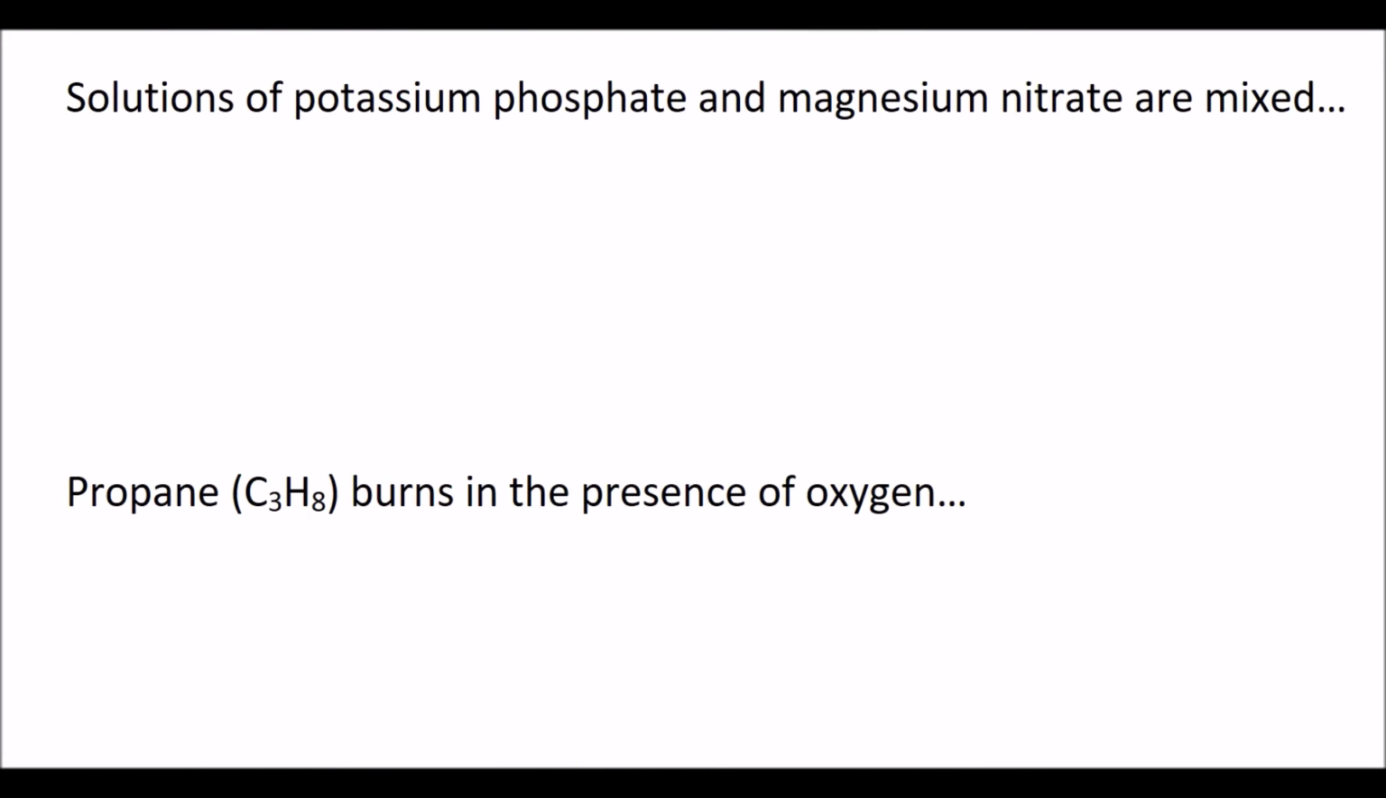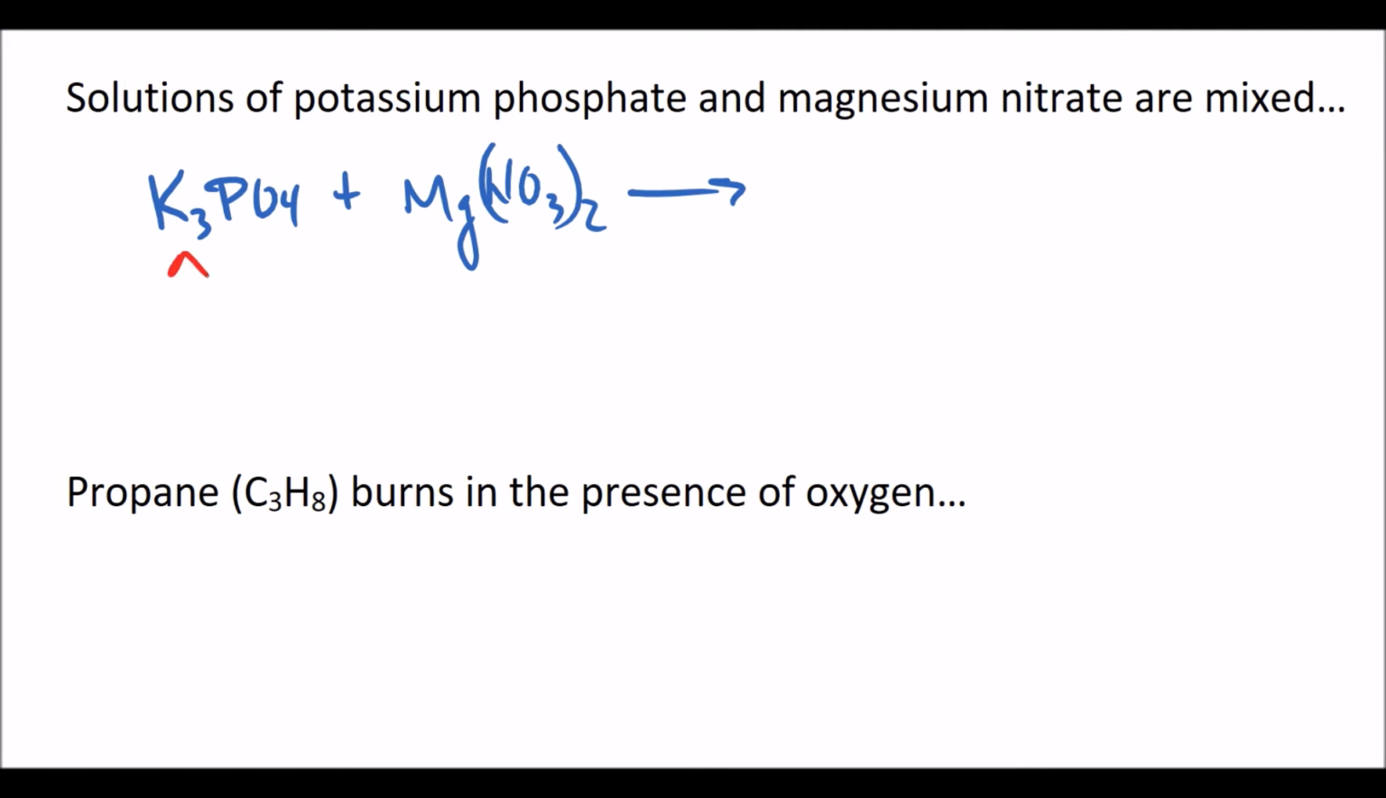Our next reaction says solutions of potassium phosphate and magnesium nitrate are mixed. First, let's establish our reactants. Potassium phosphate and magnesium nitrate. Here with 2 ionic compounds, we know we're dealing with a double replacement or double displacement reaction where the potassium and the magnesium will switch places. That will give us potassium nitrate and magnesium phosphate.